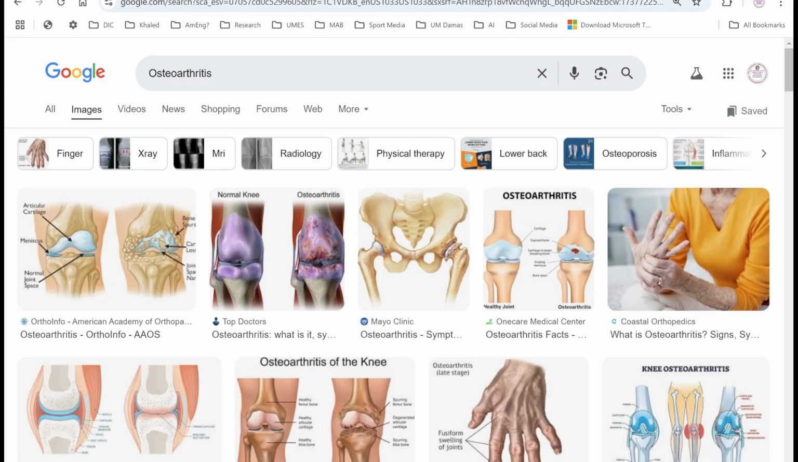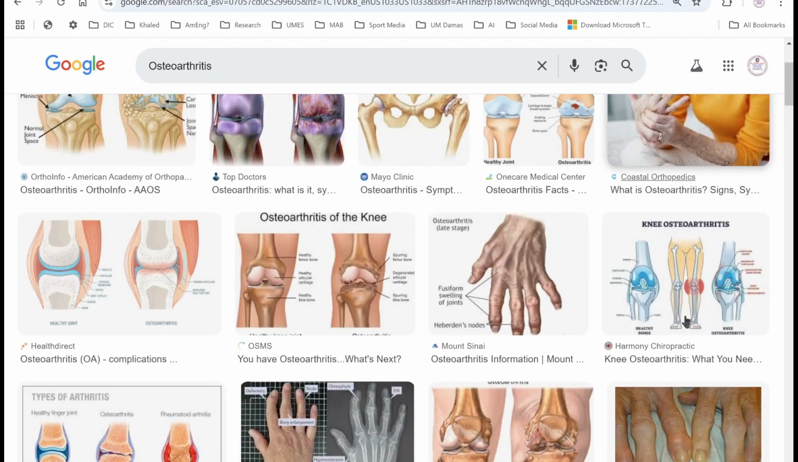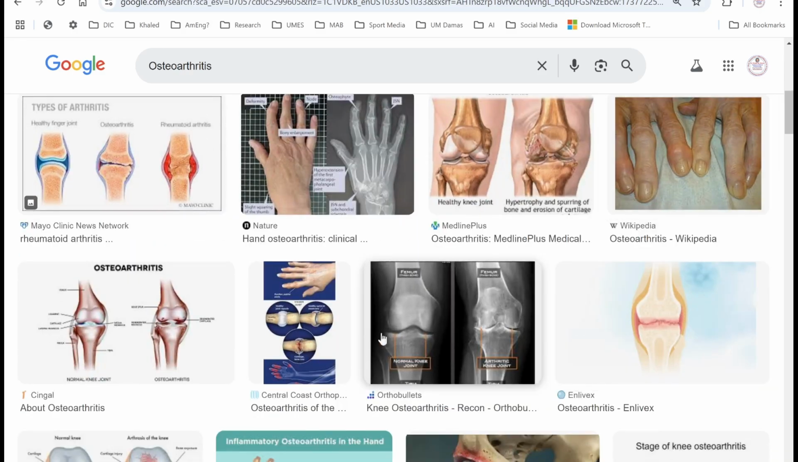Okay, in these Google images, you can see some pictures of osteoarthritis. Osteoarthritis affects the knees, the hip, and the hand. When you talk about rheumatoid arthritis or orthopedics, for example, here. So we have some images, and more images coming for osteoarthritis.